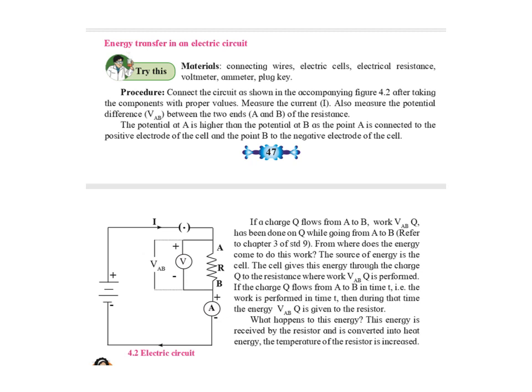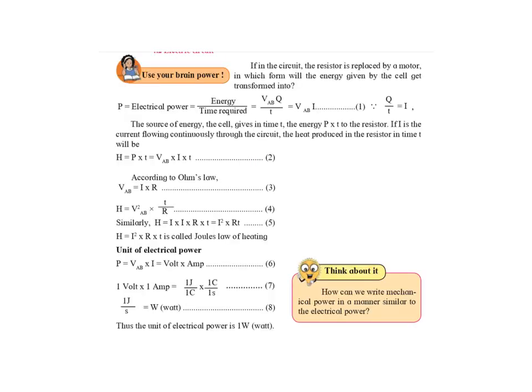What happens to this particular energy? That means the energy that is being given by the battery to the wire and going to the resistor, what is happening to this energy? This energy received by the resistor is converted into heat energy, and we see that slowly the temperature of the resistor increases. So in the example we saw that the energy received by the resistor is converted into heat energy.